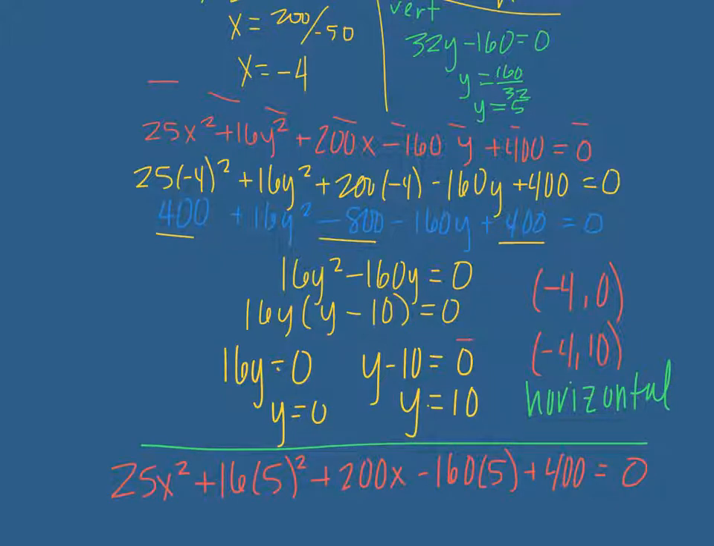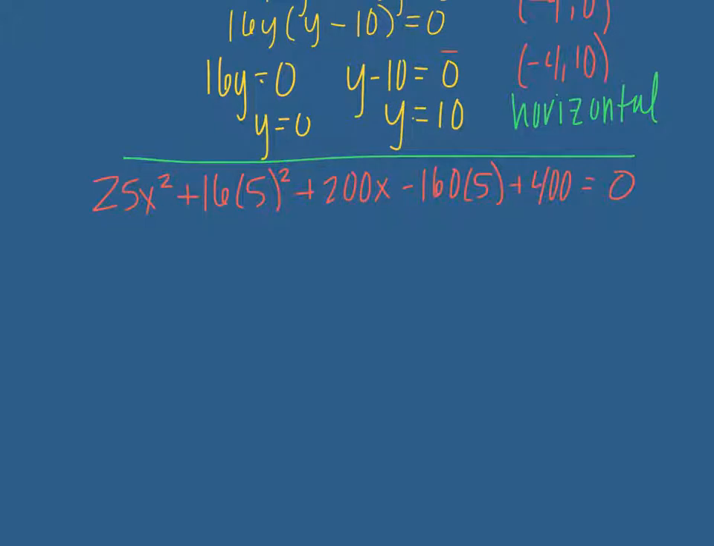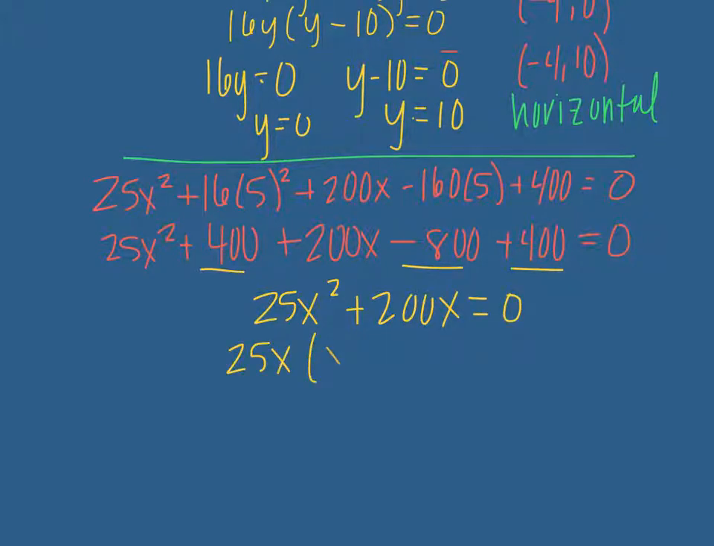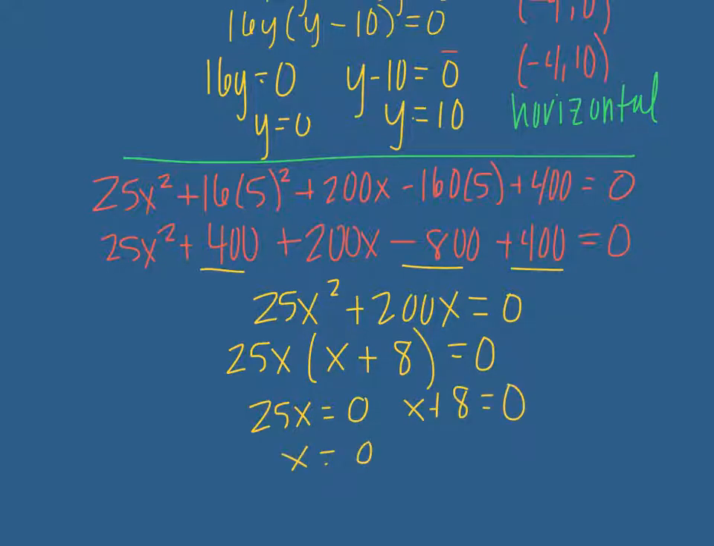Okay, so notice I have the same equation as I did at the very beginning, except this time I've put 5 in the place of y. I need to actually simplify this out. Okay, so funny enough, this is 400 and that's negative 800. So again, when I add up all of those, they actually end up canceling out. So I have 25x squared plus 200x equals 0. And I can factor out a 25x. So I'm going to have x plus 8 equals 0. And they are factors being multiplied, so I can separate them and set them equal to 0. And I get x is 0 and x is negative 8.